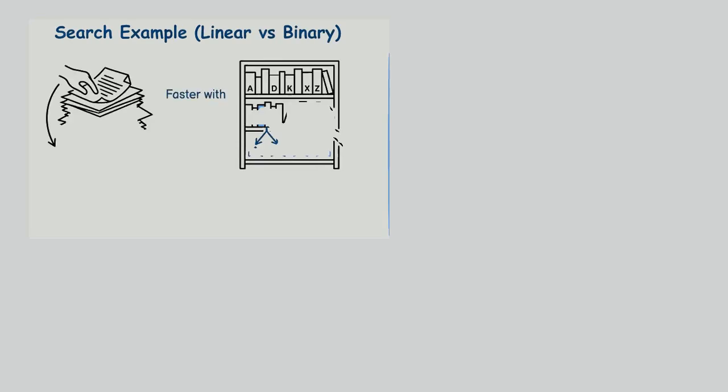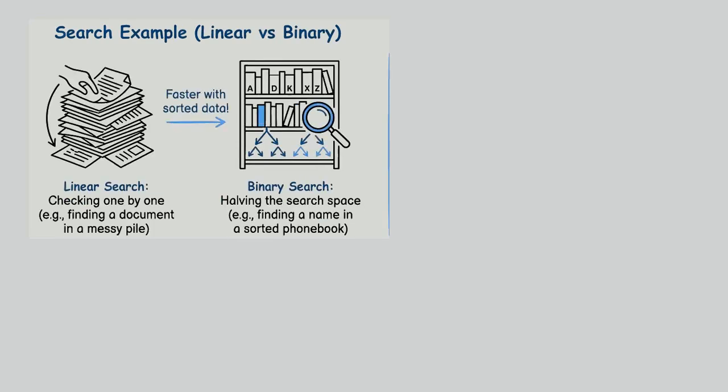Here's a real-world example. Suppose you want to search a list of 1 million names. A linear search takes up to 1 million steps. A binary search, if the list is sorted, takes about 20 steps. That's the power of a better algorithm.